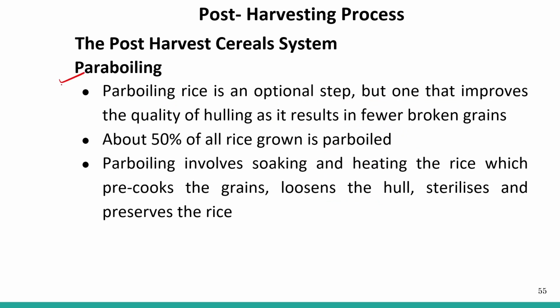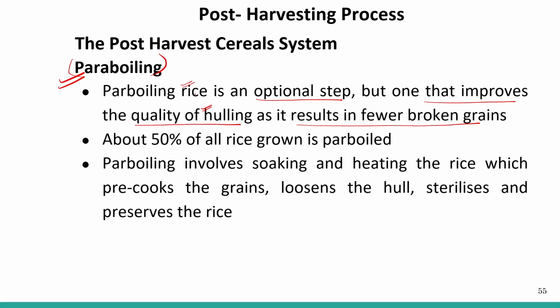So parboiling, the next topic, is parboiling. Parboiling rice is an optional step, but one that improves the quality of hulling, as it results in fewer broken grains. So this is done basically for rice.